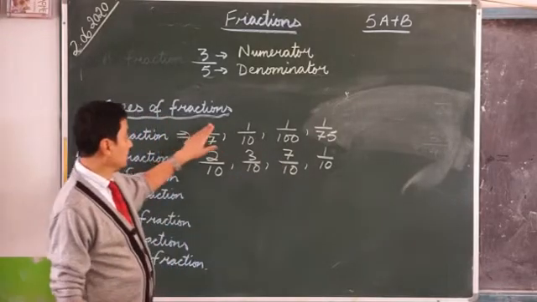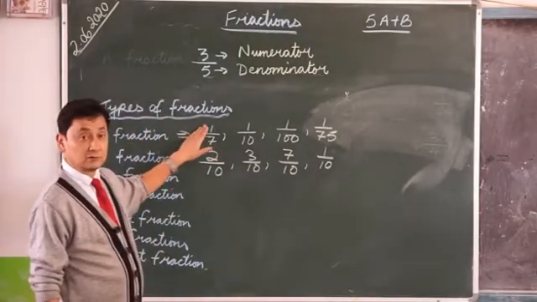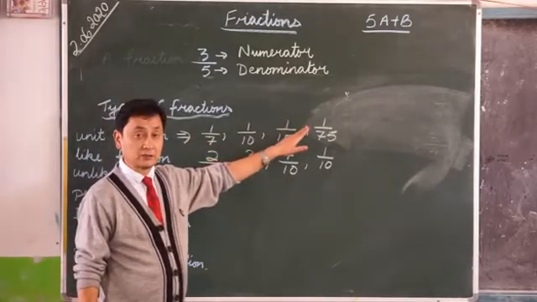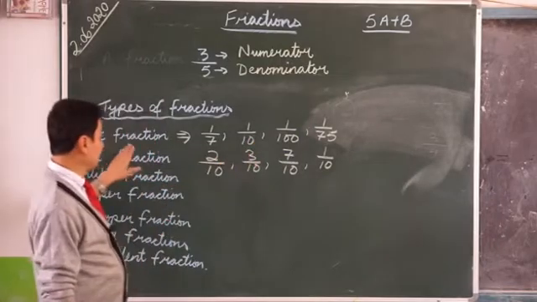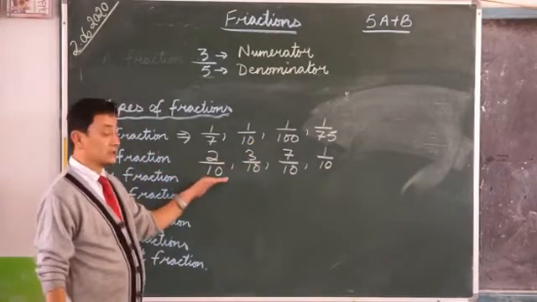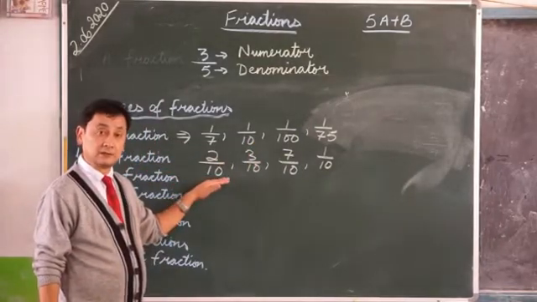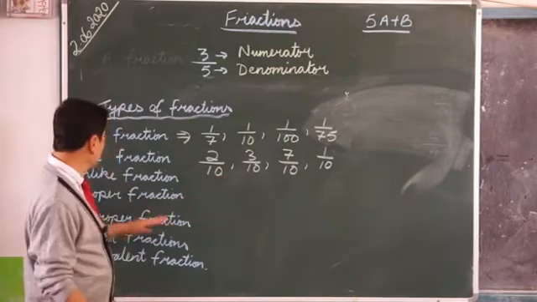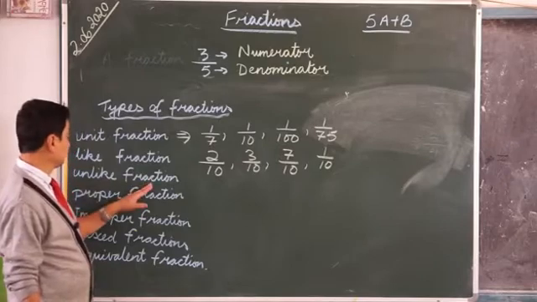Over here, in unit fraction, the numerator is only 1. That's why it's known as unit fraction. In like fractions, the denominators are the same. Okay? Now let's go to unlike fraction.